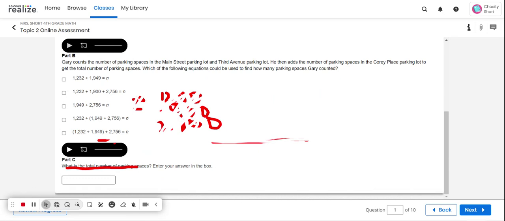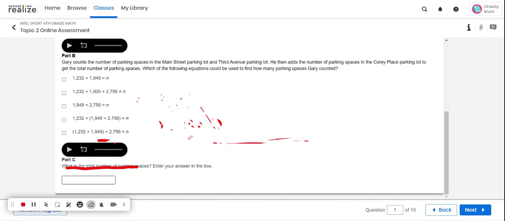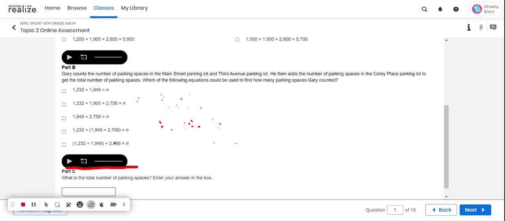Gary counts the number of parking spaces in the Main Street parking lot and Third Avenue parking lot. He then adds the number of parking spaces in the Corey Place parking lot to get the total number of parking spaces. Which of the following equations could be used to find how many parking spaces Gary counted? In this one, you just have to make sure that you have all three of those values added together. So in the first one, they only have two of those values, so that one's not going to be it.